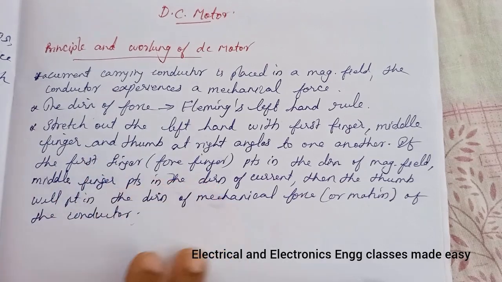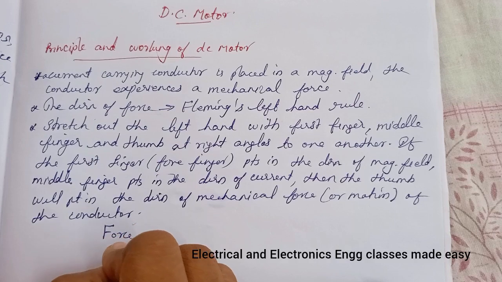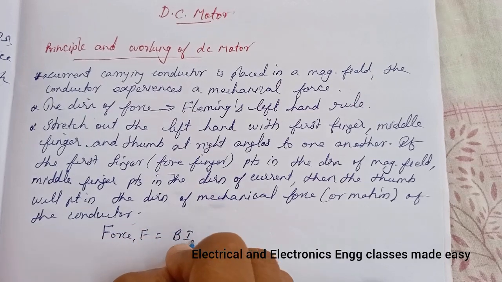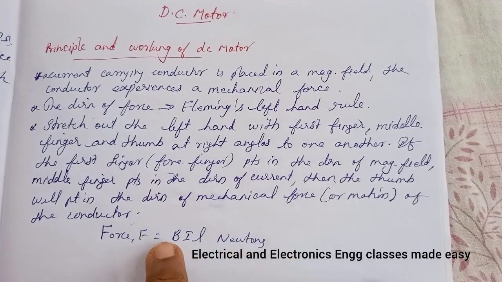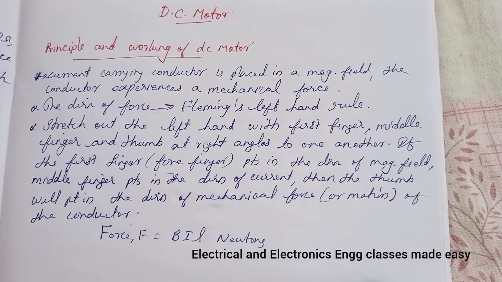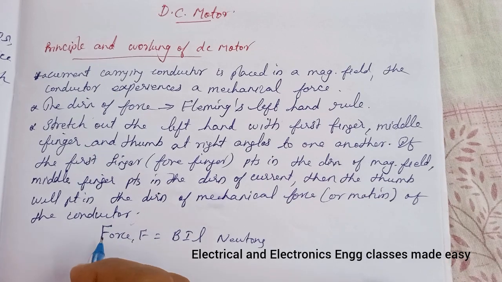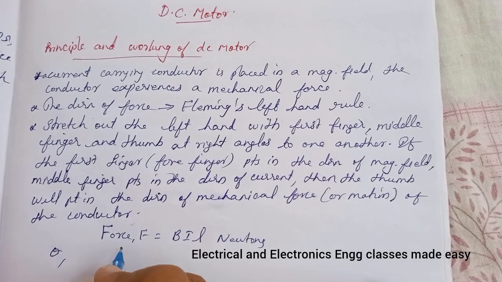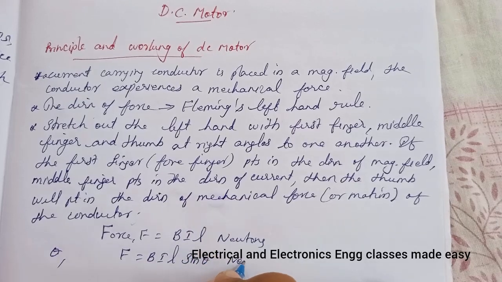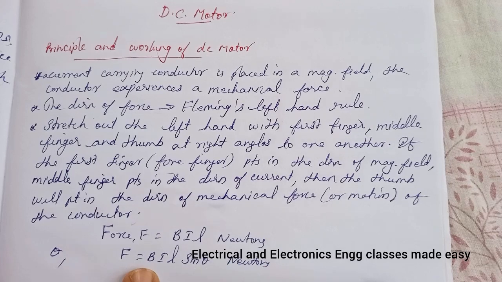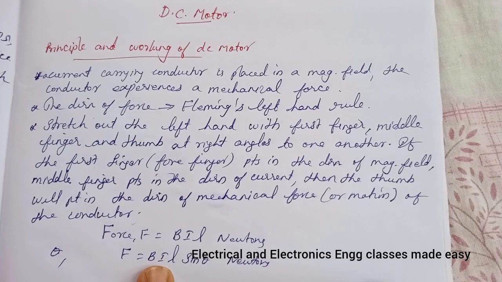And the force is given by F. Force F is equal to BIL newtons, where B is the flux density and I is the current and L is the length. And if the conductor is inclined at an angle theta to the magnetic field, then force is given by BIL sin theta newtons, where B is the flux density and I is the current through the conductor and L is the length of the conductor.